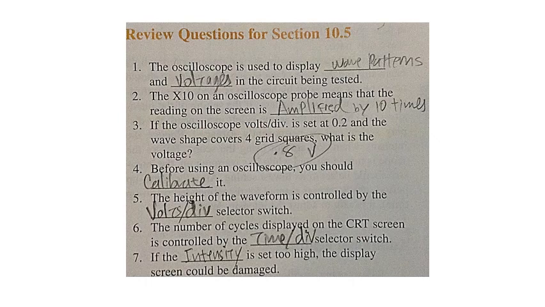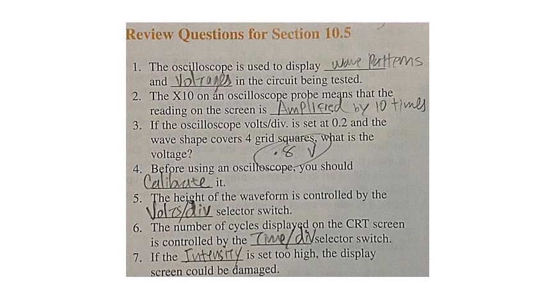Review questions for section 10.5. Number 1, the oscilloscope is used to display what? Wave patterns. And what else? Voltages in the circuit being tested. Number 2, the X10 of an oscilloscope probe means that the reading on the screen is amplified by 10 times.